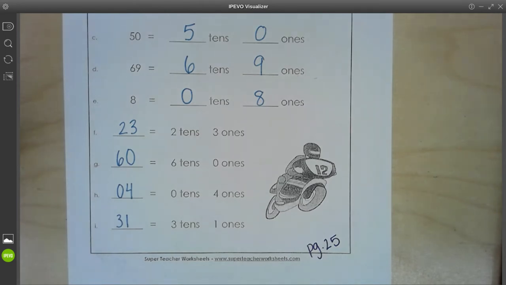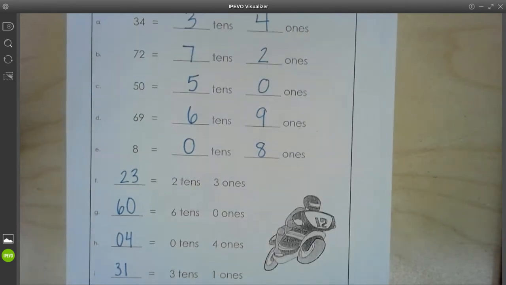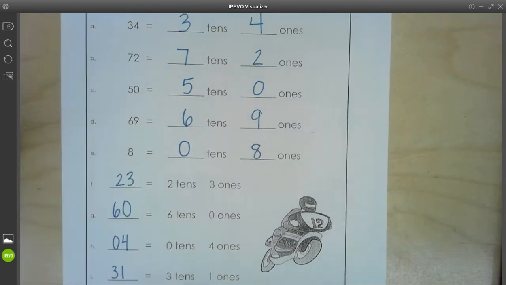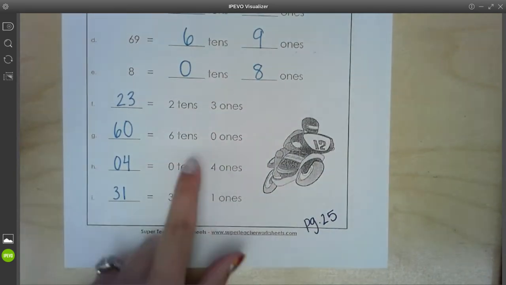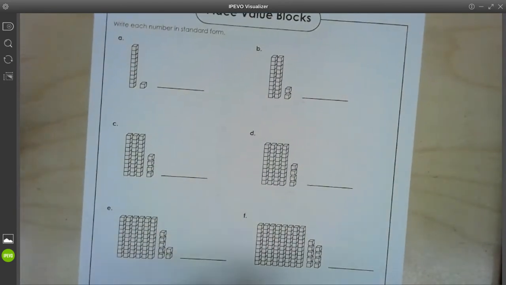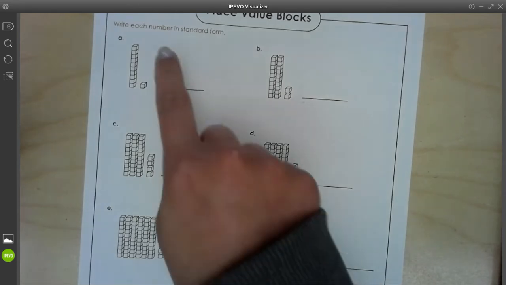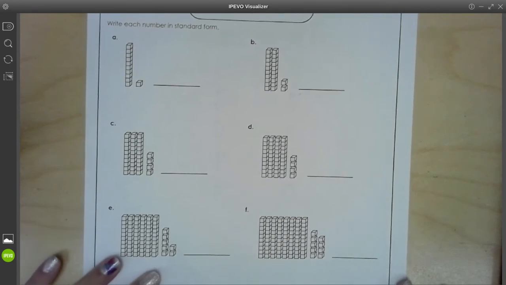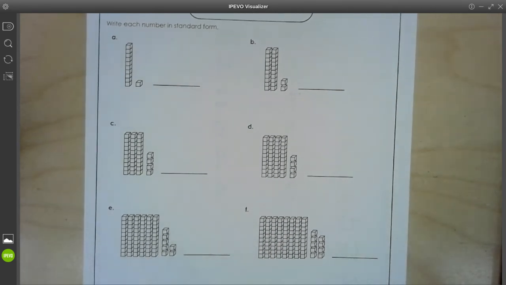Okay, so that was the front page, page 25, but there is also a back to this. At the top here again, we had to figure out how many tens and ones were in the number. In the bottom half here, they gave us the tens and ones, and we had to write the number. So on the back, on page 26, they give us the cubes, the place value blocks, and we have to write what number that is, okay? So this is the back, page 26. We're going to do this side together as well.